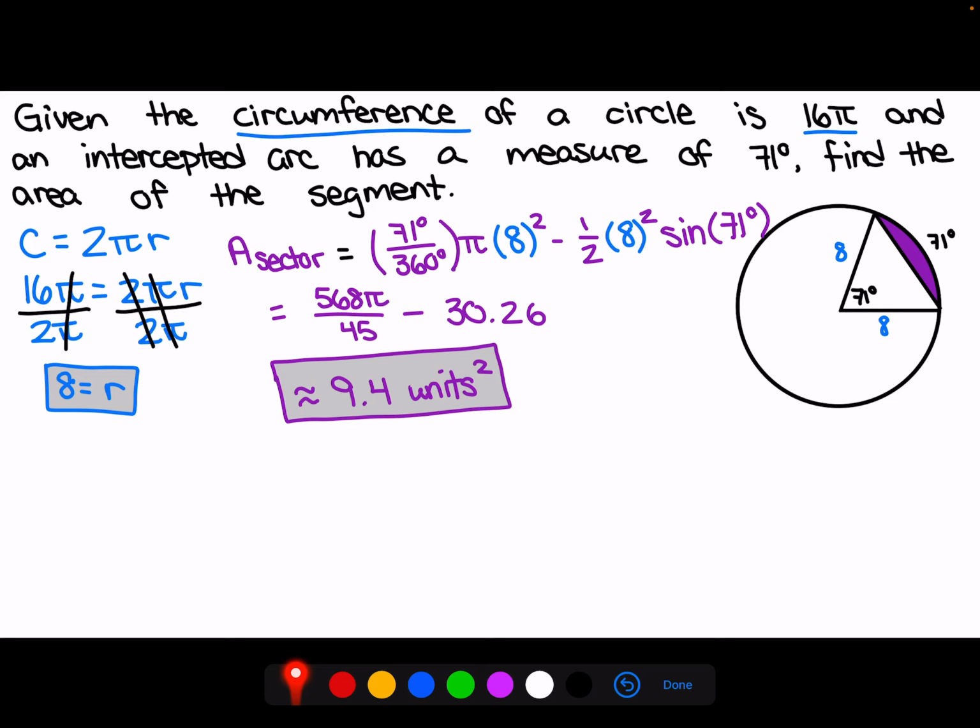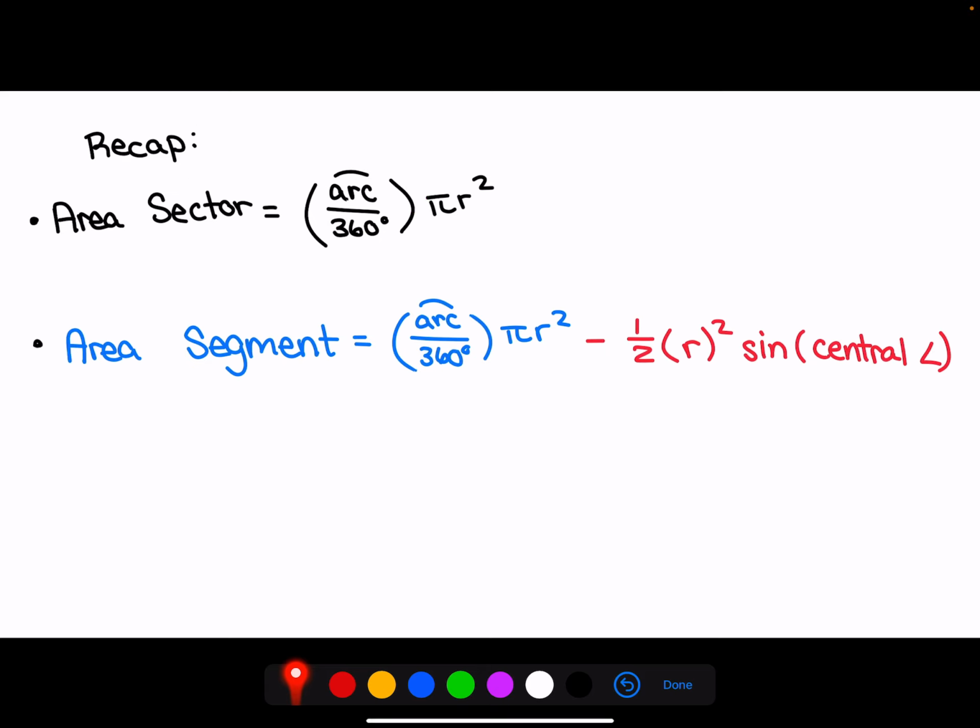The last thing that I really want to make sure is that you guys have both of these equations within your notes. The area of the sector, which is arc over 360 times pi r squared, and then also the area of the segment, which is just the area of the sector minus 1/2 r squared, sine of your central angle. Again, if you have these in your notes, you should be able to complete any problem that you run into for your homework.